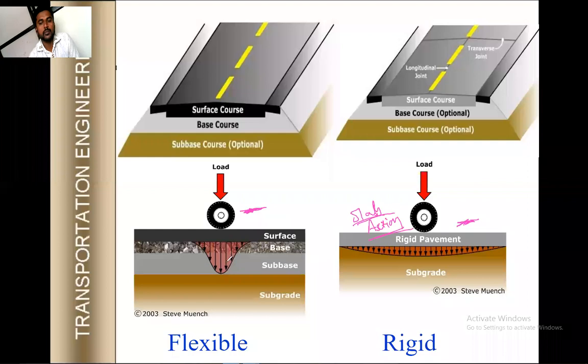But here, directly, the punching effect will be there. Okay, so more depression will be there in the flexible pavement. In the rigid pavement, whatever load will be there is transferred by the slab action. You can observe by this figure.